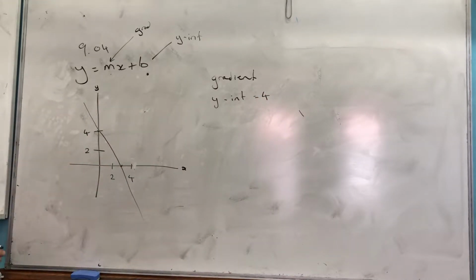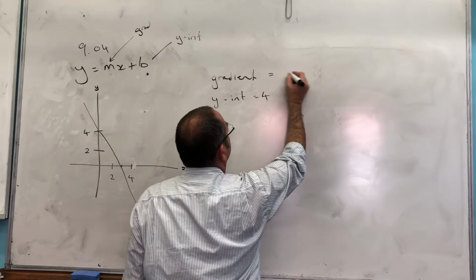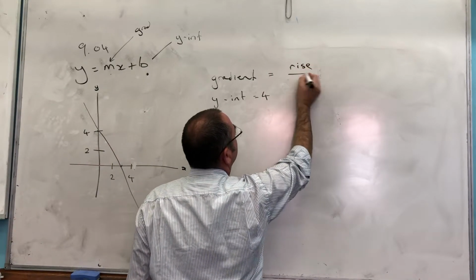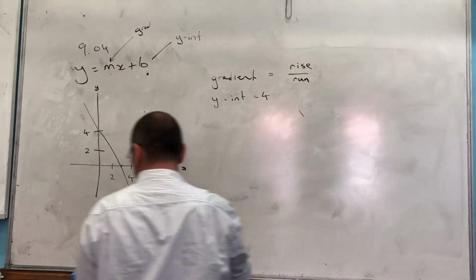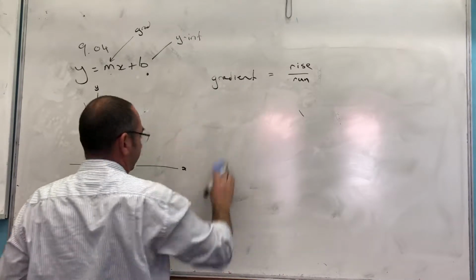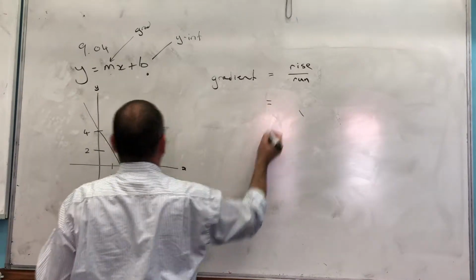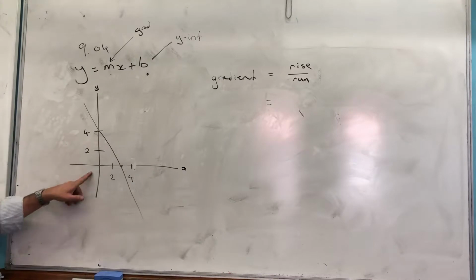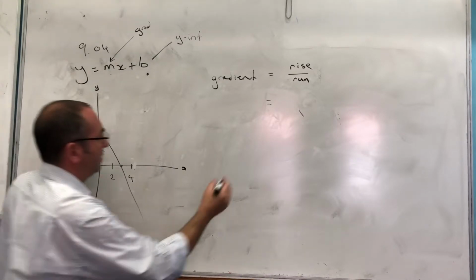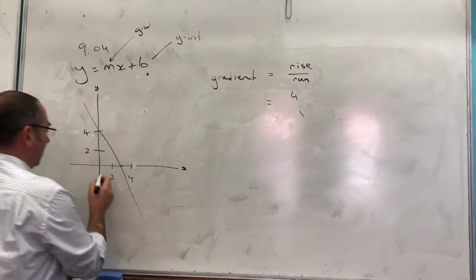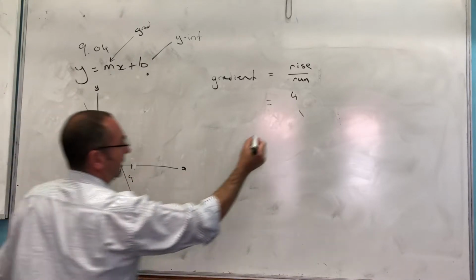Now for the gradient, this time I'm going to go back to the visual way of doing it because I think it's really quite straightforward. The gradient is rise over run. What's the rise here? 4. What's the run? It's 3.